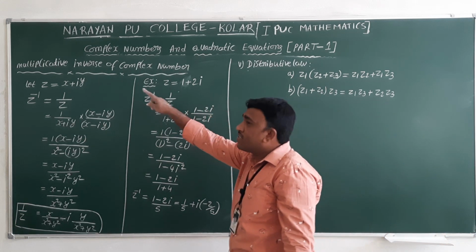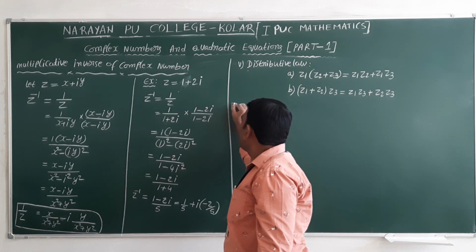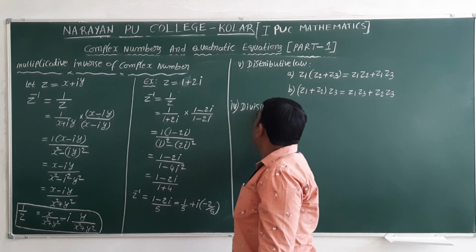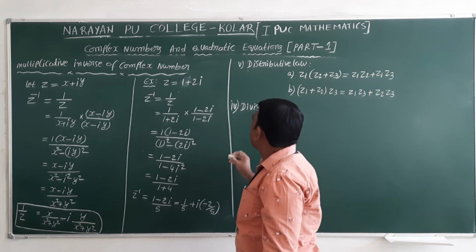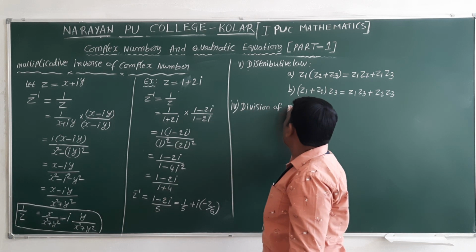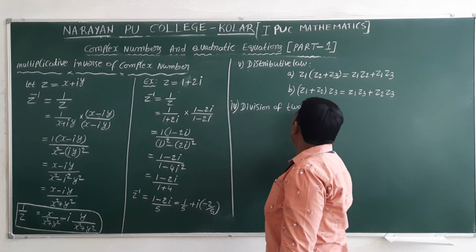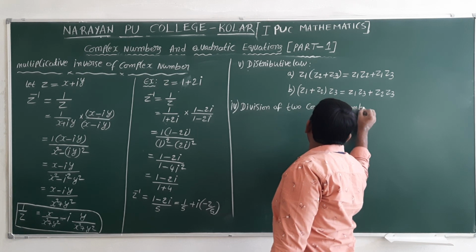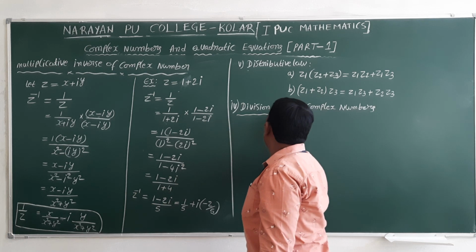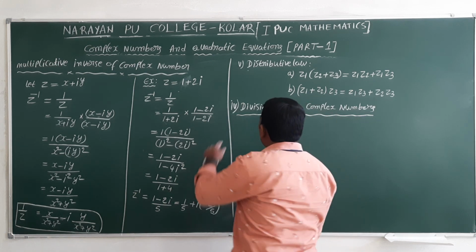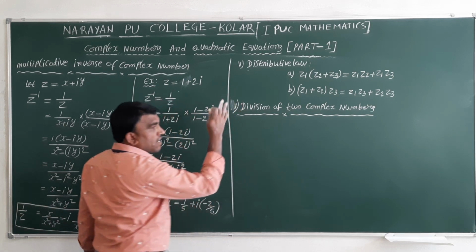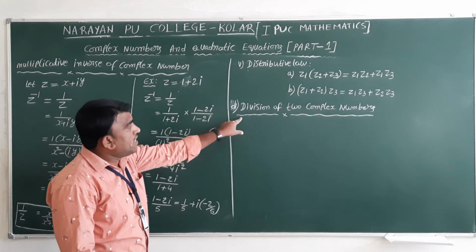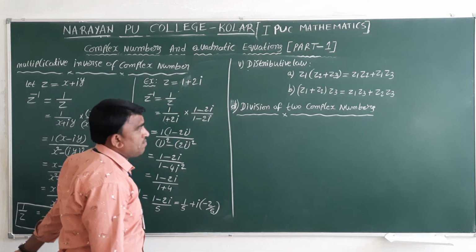These two are the distributive laws in multiplication of two complex numbers. Next, the last algebra operation of two complex numbers is division of two complex numbers. But it does not come under multiplication, right? Whether it is addition or subtraction, don't confuse. Up to distribution the multiplication is completed. Another one is division of two complex numbers.